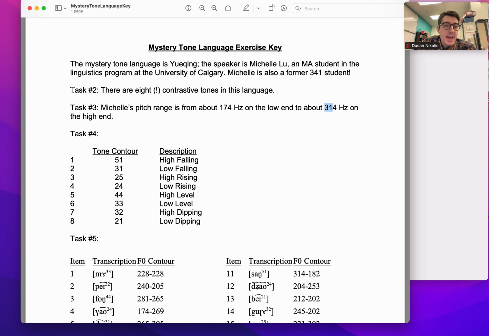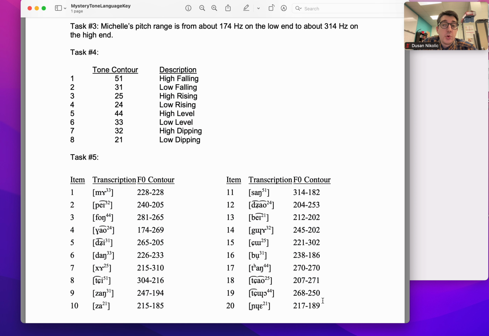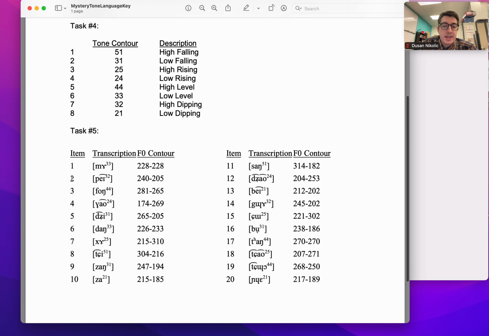So you should have determined how many tones there are and what they are. Here they are, right? And what's the range, and also transcribe them according to the rules. Usually those are common in Chinese languages, and these rules with numbers are the convention of transcribing tones in Chinese languages and dialects.